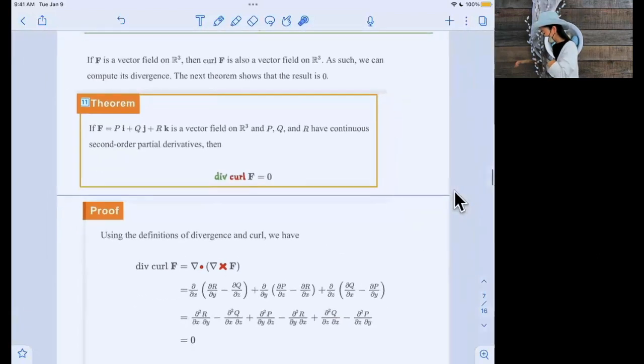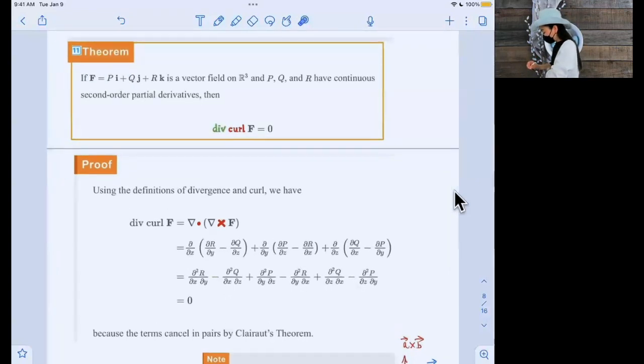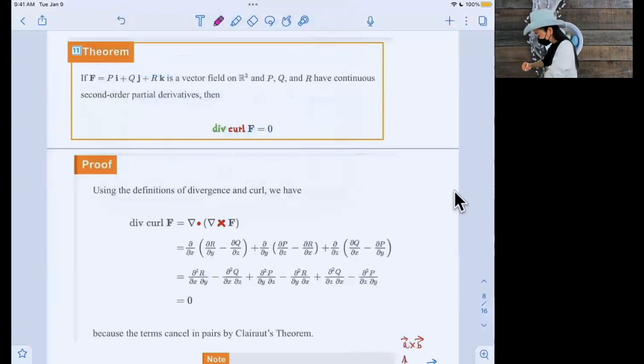Let's look at the proof. It's not too long. How do we prove it? We just use the definition. The divergence of the curl is going to be del dotted with the curl. So I'm going to put it right here. The curl is this one over here. So it's del dotted with that, and that's the curl.